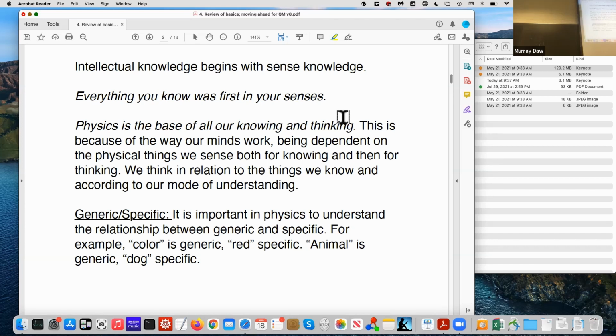Some of the basics we're going to carry over. We're studying other things. But physics is the base of all our knowing, because what you know are physical things. And we think that way. We think in terms of physical things. We explain things that way. Now, I'll show you how this works when we get to math, for example. Math comes out of physics. It's not something that just kind of comes into your brain like the dew fall. You learn math from physical things.